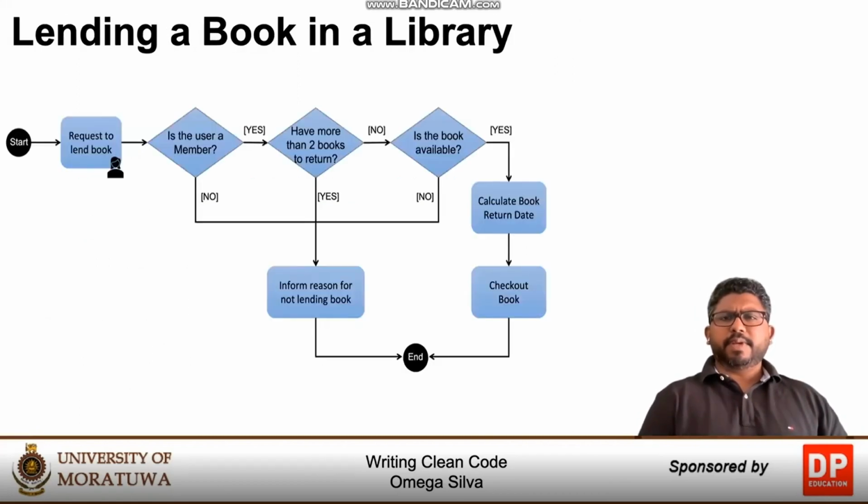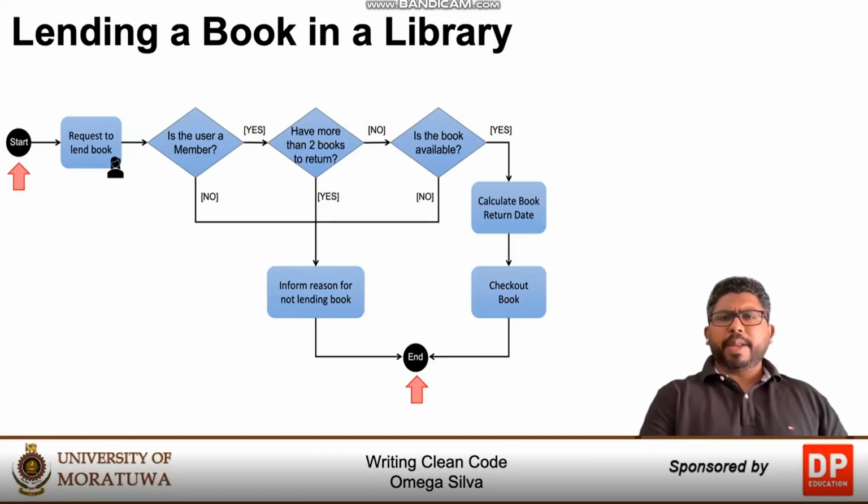To discuss these techniques in more details, let's look at an example. We have selected a scenario of lending a book to a member from an online library management system. The diagram that you see here, which explains the scenario, is known as a flow diagram or a flow chart. These diagrams are used to discuss a decision-making process and the actions that happen after the decisions are being made.